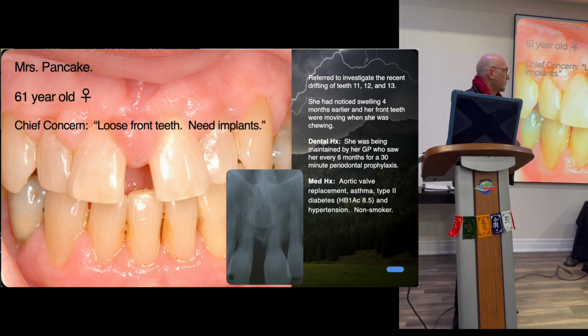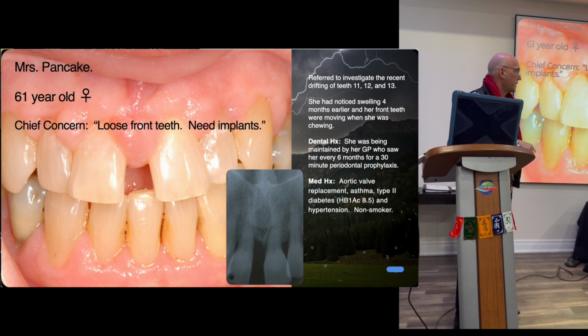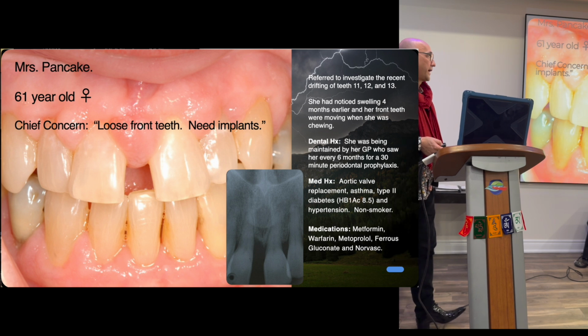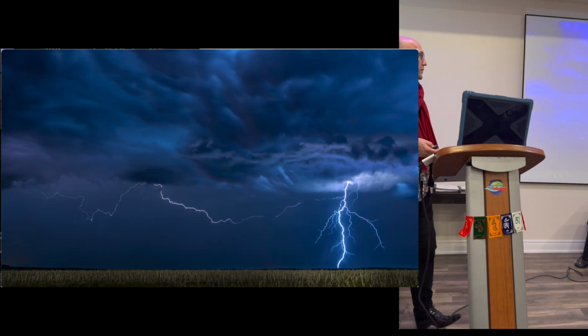She had an aortic valve replacement. She had type 2 diabetes, which was not well controlled, and hypertension. She was taking these medications here. Okay. So, treatment plan. What do we do?